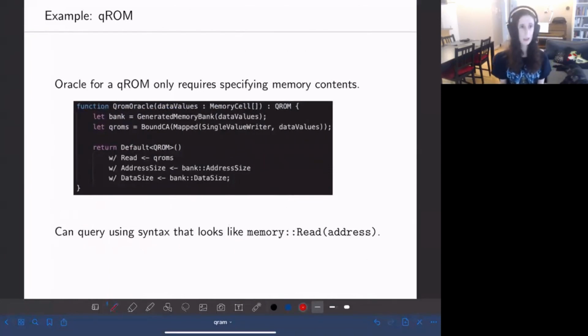So this is what a qROM would look like. It looks a little sparser, I guess, than a qRAM, just because all you can really do with a qROM is read. But the hope is to get this to a point where it's very easy for a user to just create a memory and read at this address, and they can very easily incorporate it into existing algorithms.